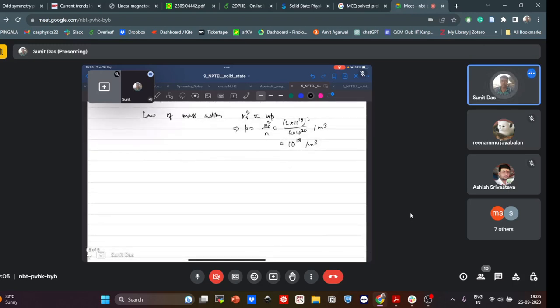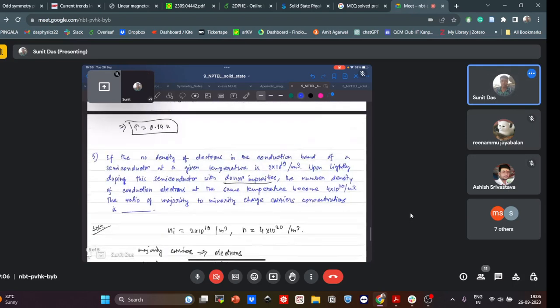Now we need to find the majority carrier concentration by the minority carrier concentration. That means we need to find n by p. So n was 4 into 10 to the power 20, and p is 10 to the power 18. So this will be 400. This is the answer. Okay, so next problem.